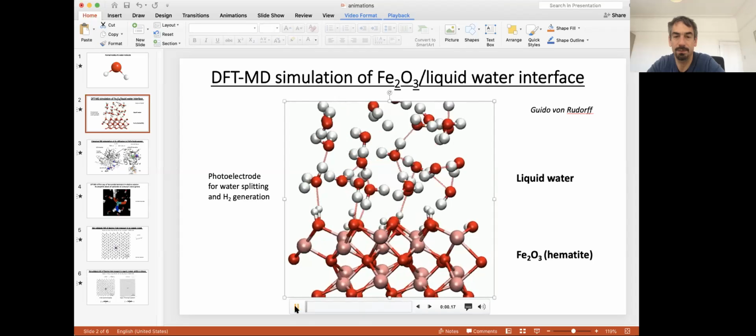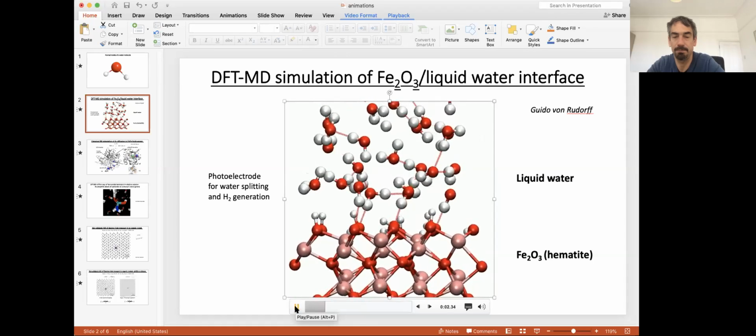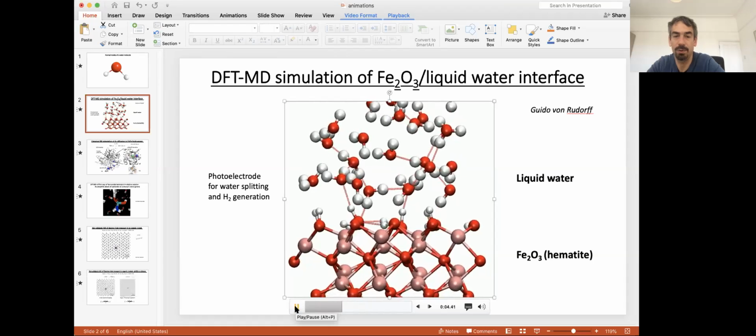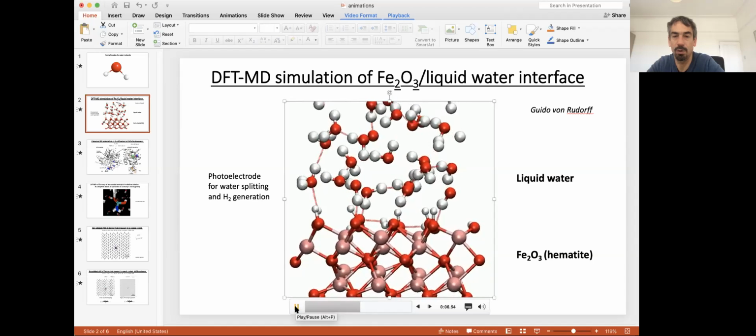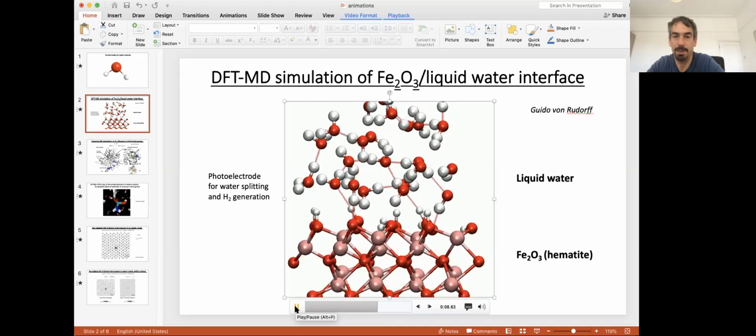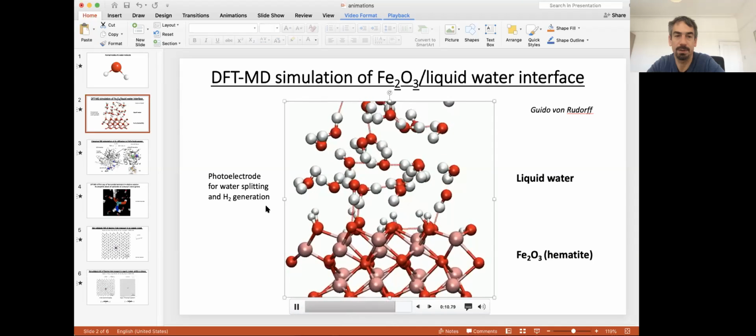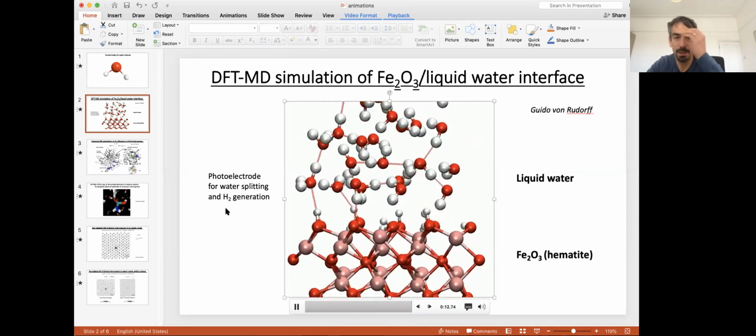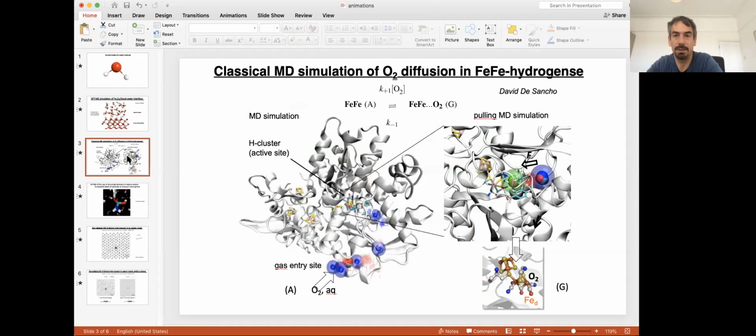And these are not static things, right? The hydrogen bonds get created and get broken. This kind of material is important for photoelectrodes and for water splitting and hydrogen generation. So this is an MD simulation of a material, and this would be an MD simulation of a whole protein.